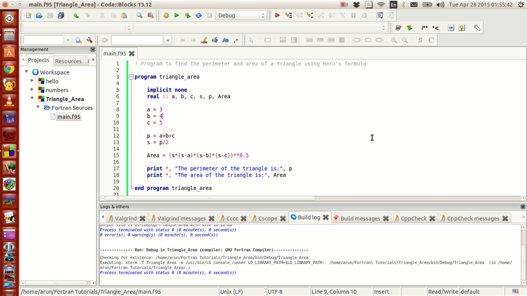This series is a series of tutorials on Fortran programming. Now in the last tutorial, we wrote a program to find the area of a triangle using Heron's formula. And then, if you guys notice, this is the same program we wrote last time. Now we will make some slight modifications to this program.